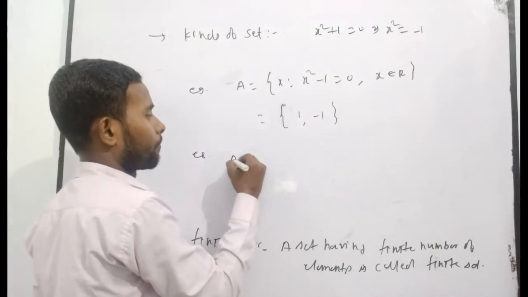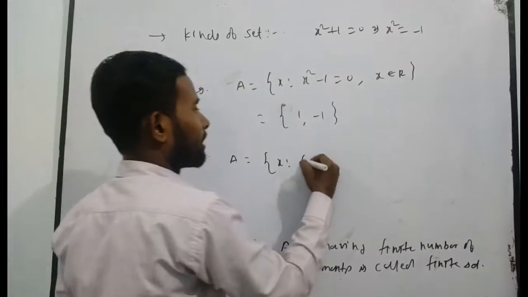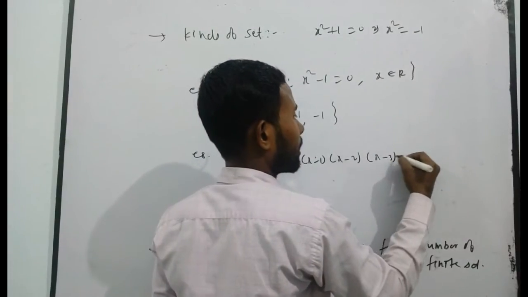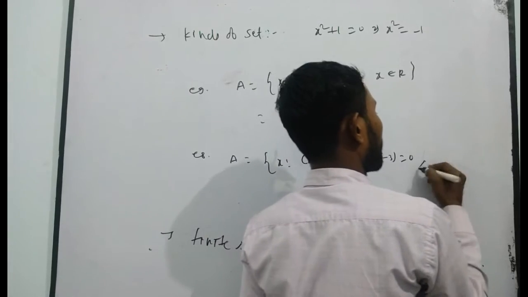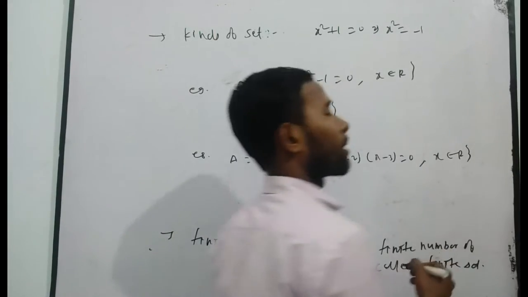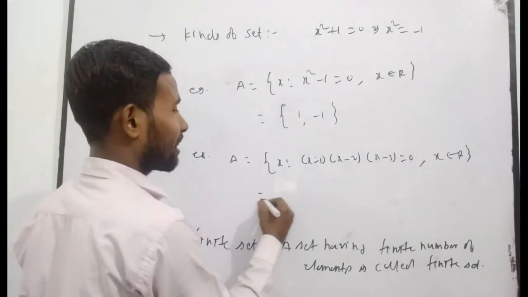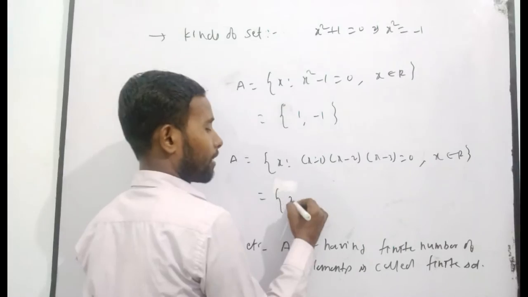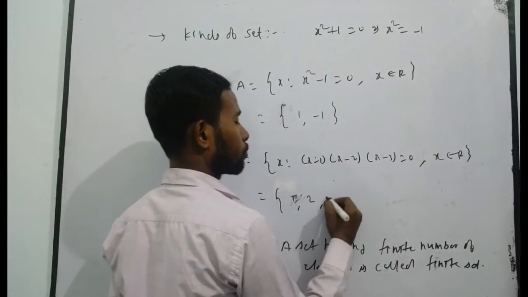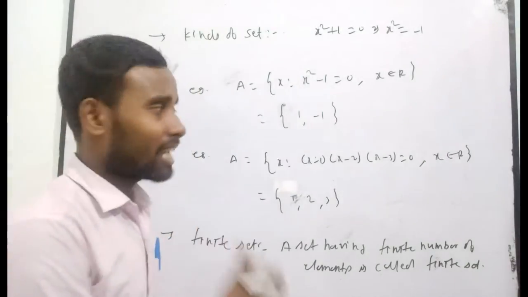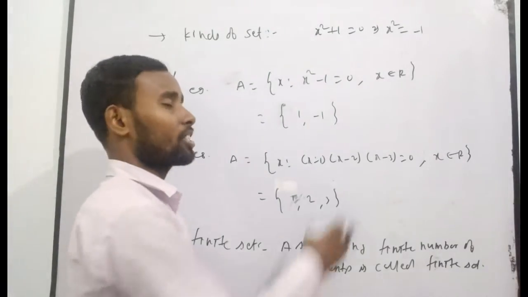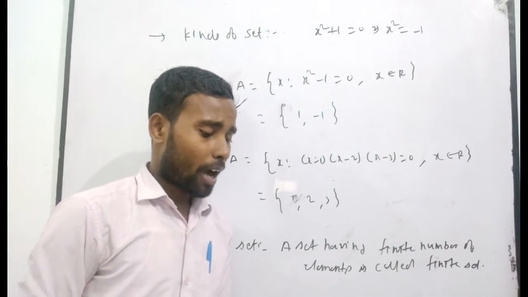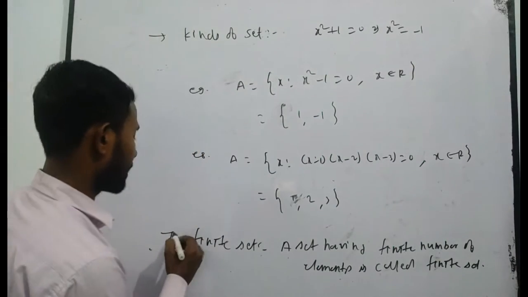Next will be x such that x minus 1 into x minus 2 into x minus 3 is equal to 0, where x belongs to real number. How many elements exist here for which it satisfies? Definitely you will tell x is equal to 1, x is equal to 2, x is equal to 3. There are only 3 elements in this set which satisfy this equation, so it is also a finite set. Example of finite set.